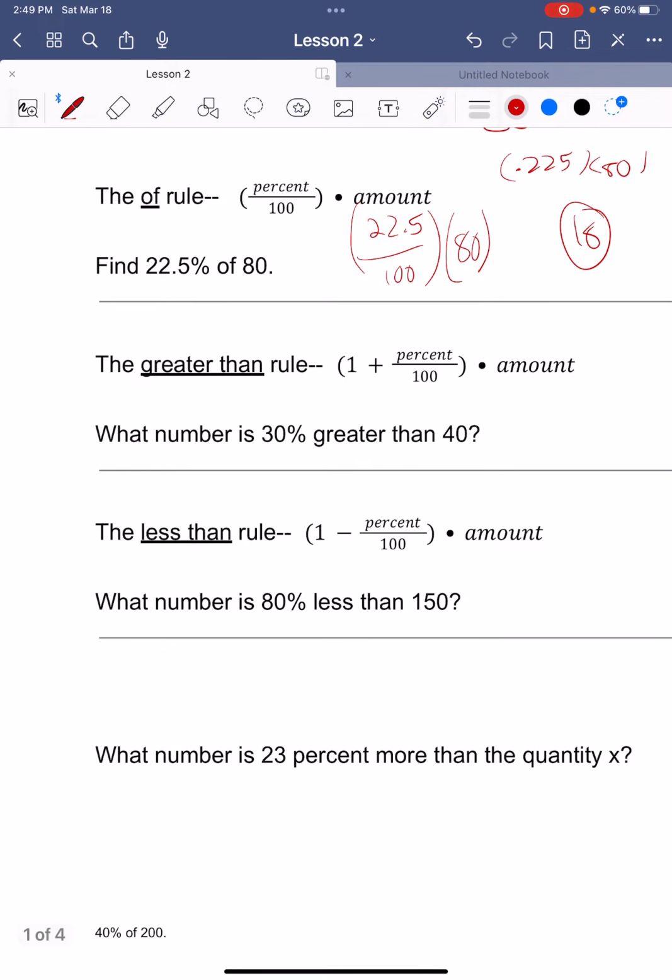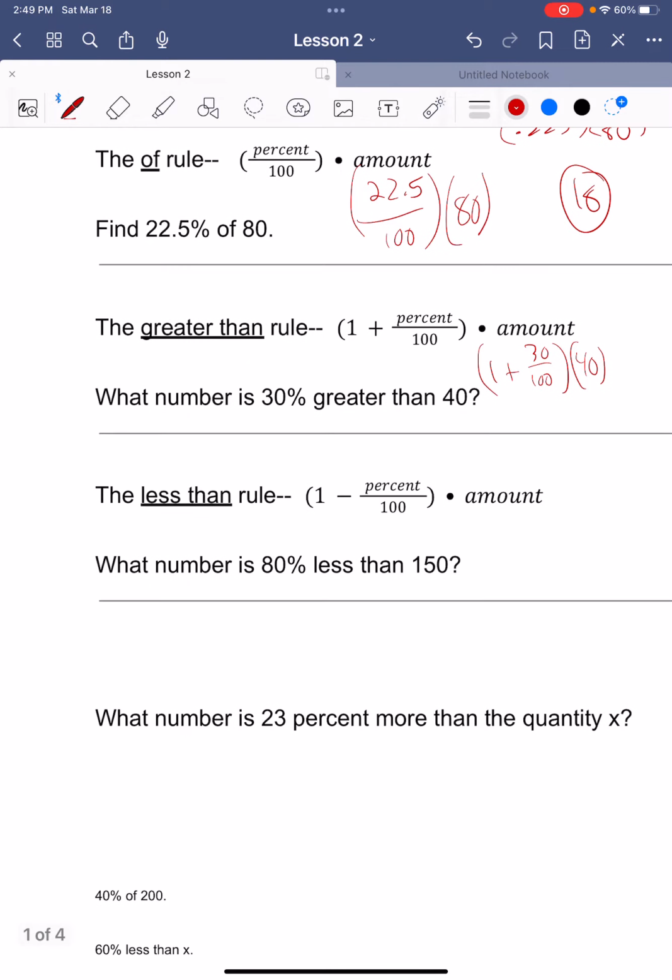The greater than rule is the same thing as the of rule, but we're going to add 1 inside the parentheses. So if we have 30% greater than 40, we do 1 plus percent over 100 times the amount. So 30 divided by 100, by moving the decimal place 2 to the left, we get 0.3, and 1 plus 0.3 is 1.3 times 40, which, if you plug into your calculator, is 52.